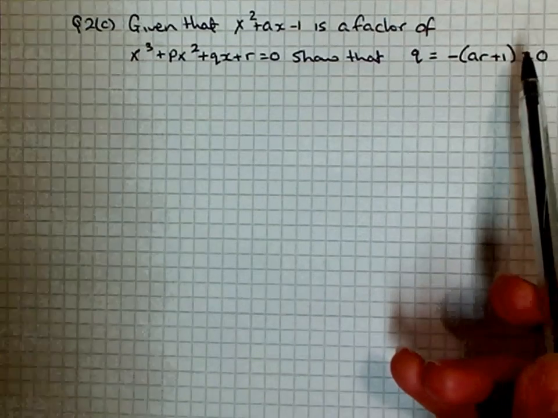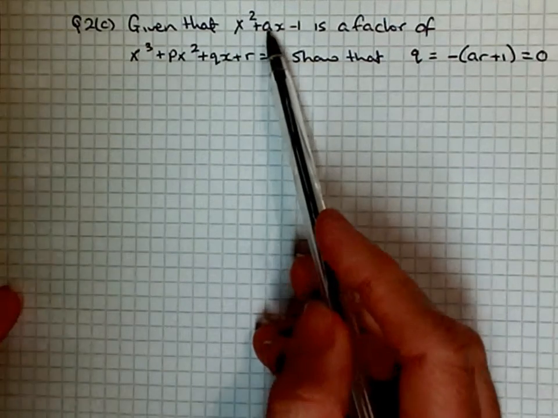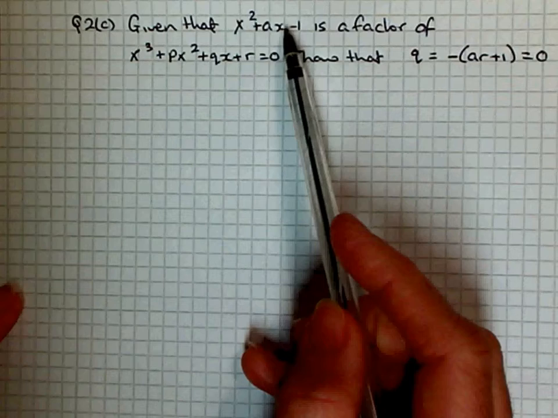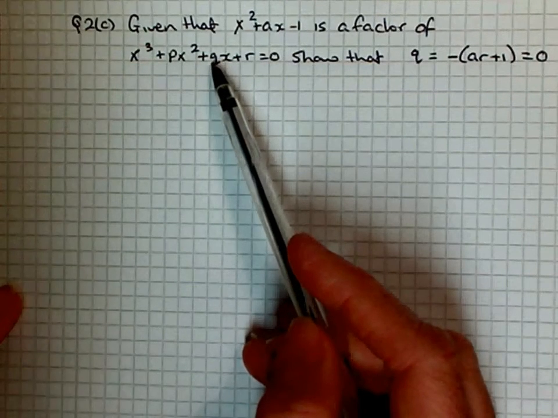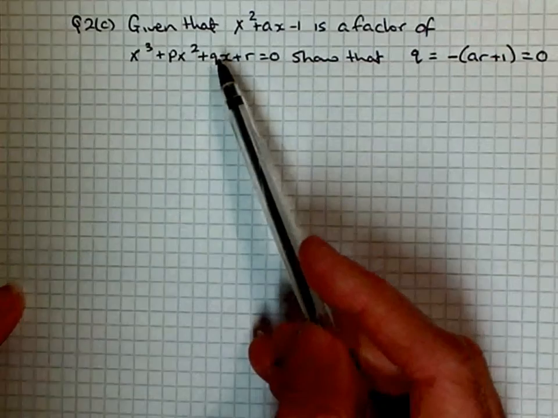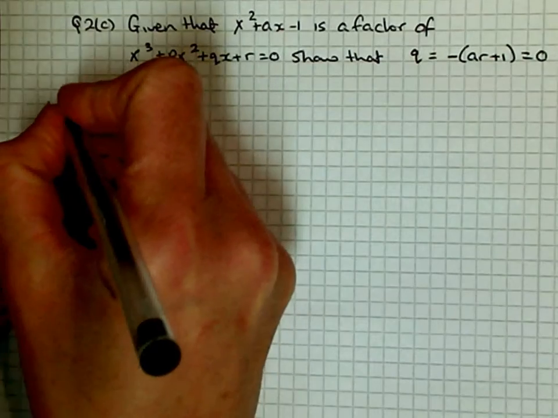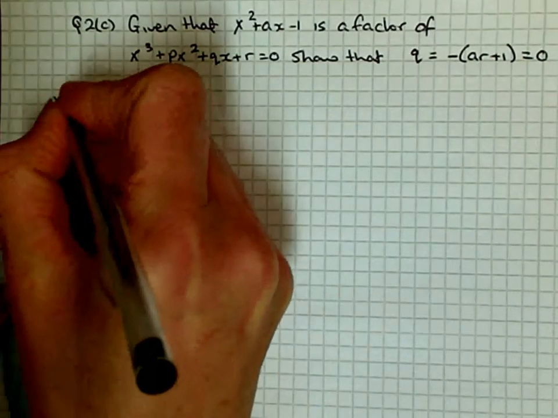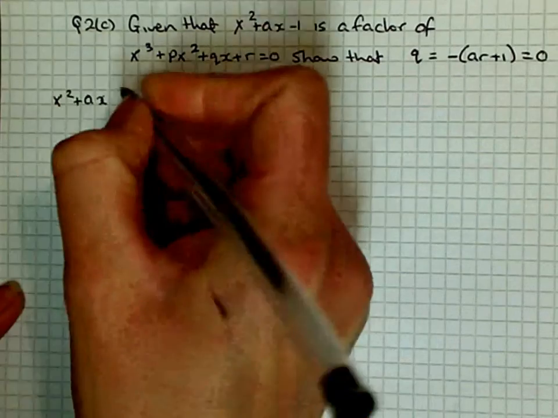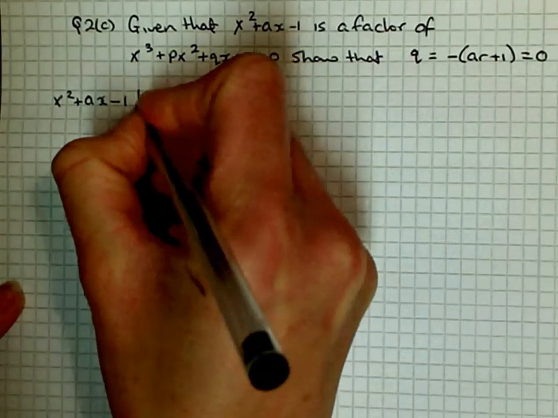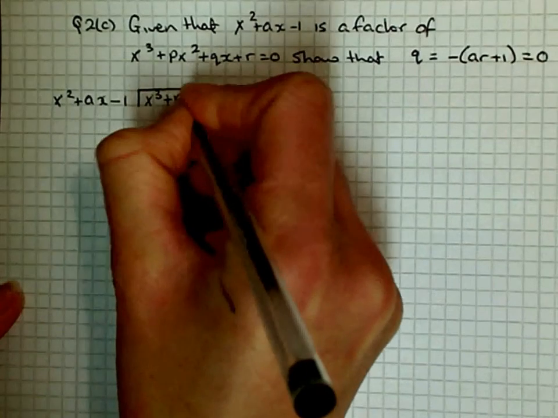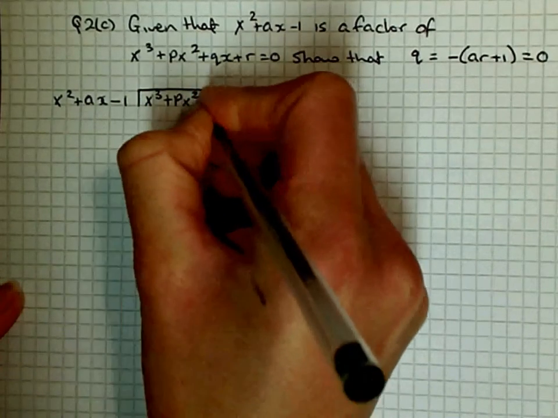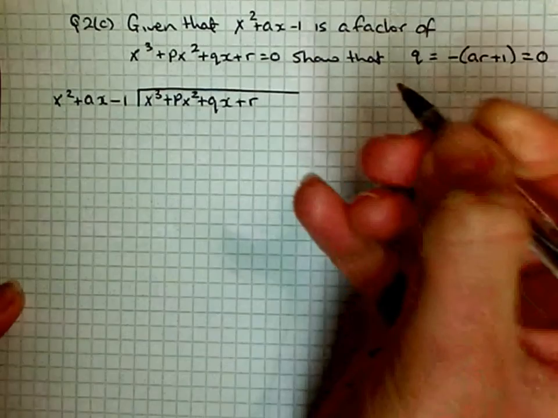So with this question, you're given that x squared plus ax minus 1 is a factor, so therefore you know that it divides into this cubic polynomial, leaving no remainder. So that's the first thing that we're going to do. We're going to take the x squared plus ax minus 1, and divide it into x cubed plus px squared plus qx plus r.